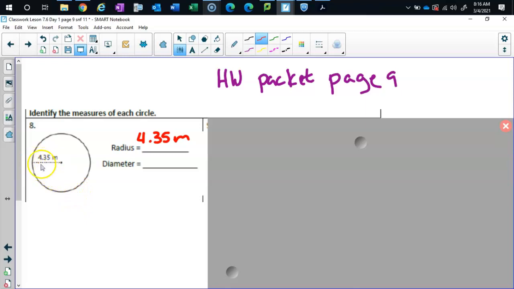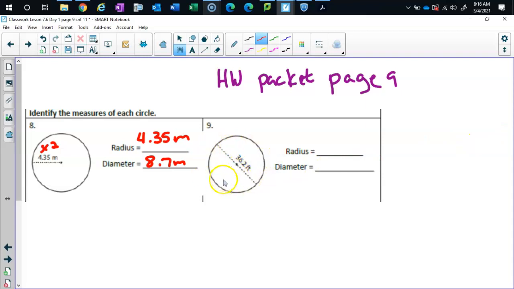All right, well, the radius, to find the diameter, you multiply it by 2. Okay, times it by 2, and you get 8.7 meters. Now, here's a circle. There's that line. Find the radius. Go. Well, this is the diameter. So, how do you find the radius? You divide this by 2, and you get 18.1, and the label should be feet.